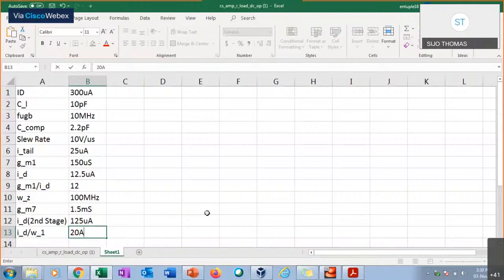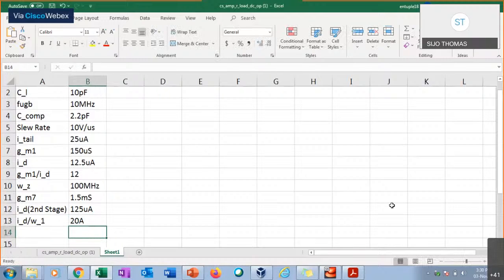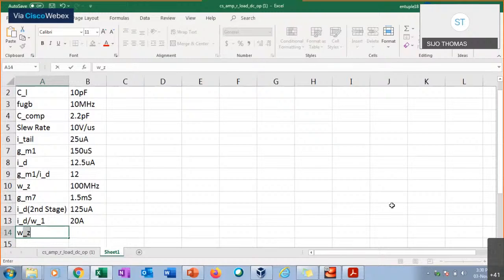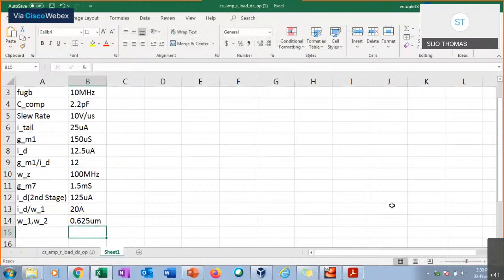Now from this we can find the width of my input MOSFET, that is the width of M1 and M2. The ID value we know, and ID/W we also know. The ID value is 12.5 microamps and ID/W is 20. So from that, W1 and W2 turn out to be 0.625 micrometer. So we got the value for the input MOS.